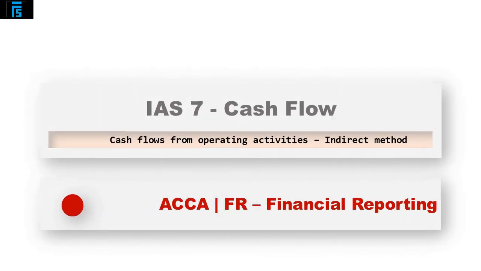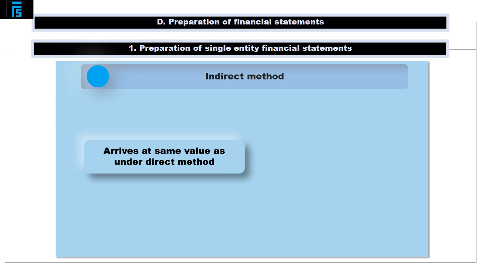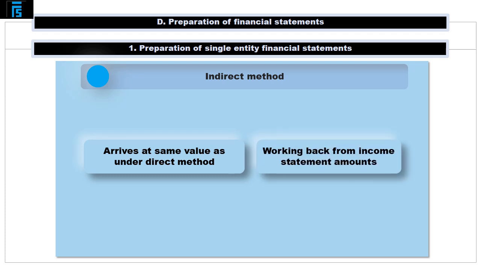In the third module of the section devoted to the statement of cash flows, we conclude our two-part analysis of cash flows from operating activities with a closer look at the indirect method. As we will have an opportunity to see in just a moment, the indirect method arrives at exactly the same value for net cash flows from operating activities as under the direct approach, but does so by working back from amounts reported in the income statement.